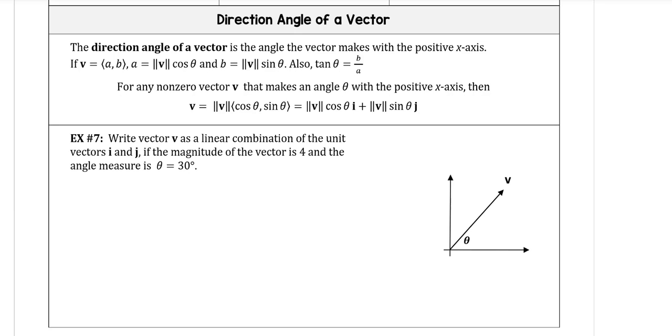The direction angle of a vector is the angle the vector makes with the positive x-axis. So if you write your vector v in component form, a, b, then the a component can be found by taking the magnitude of the vector times the cosine of the angle that the vector makes with the x-axis. And the b part of the component can be found by taking the magnitude of the vector times the sine of that angle. Also, if you need to find the angle, you can use the relationship that the tangent of theta is equal to b over a.